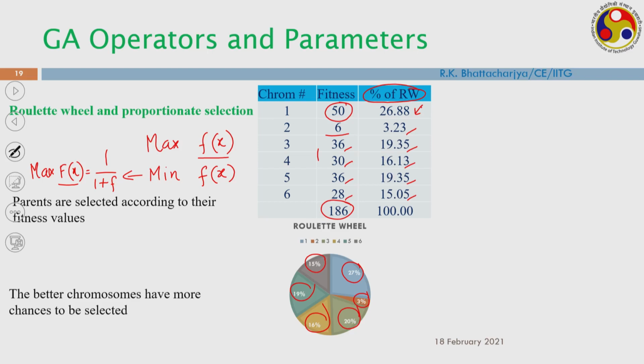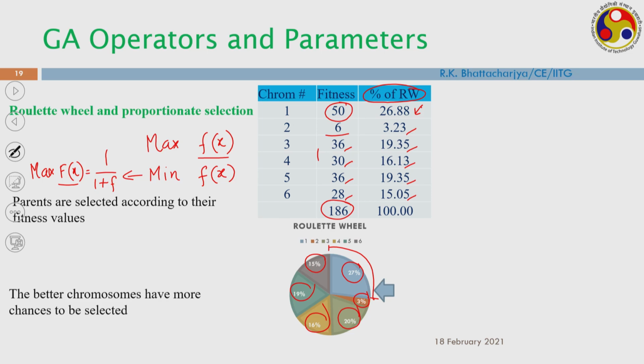This is the contribution of solution 1. If this portion is more, the probability of selection of that particular solution is more. Now I can play this roulette wheel. I have to select 6 solutions, so I will rotate the roulette wheel, and when it stops, whatever solution is indicated by the arrow, I will select that particular solution.